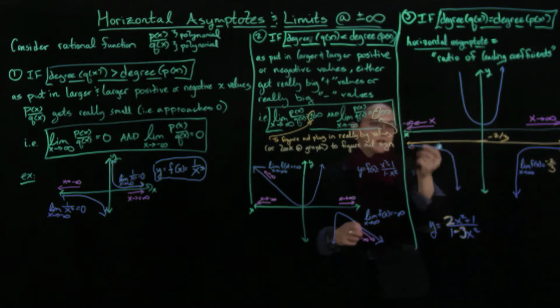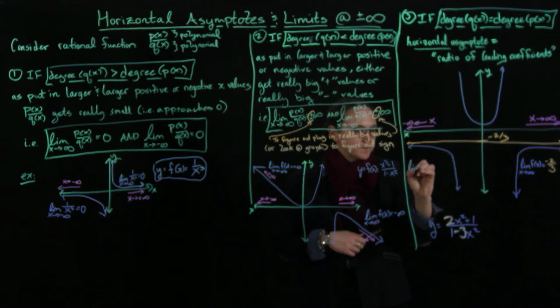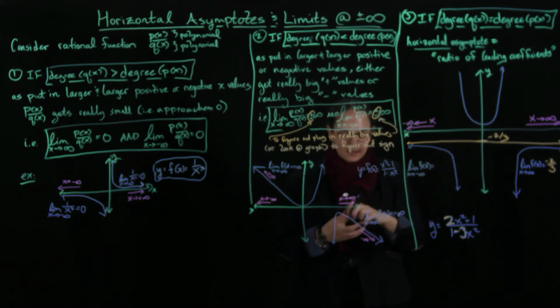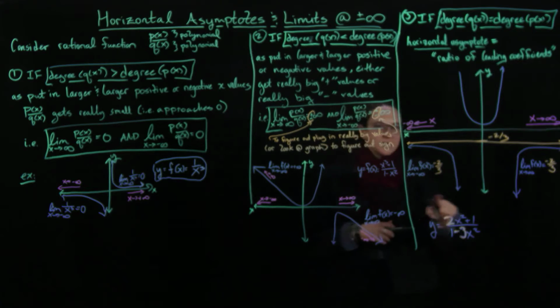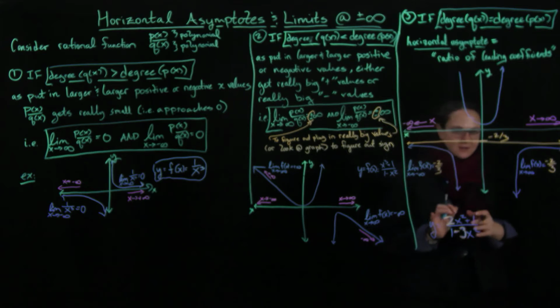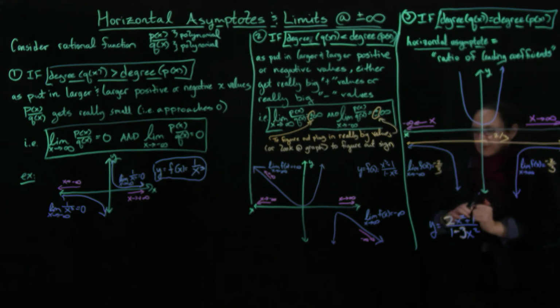And in this circumstance, you can also see it approaching there. So my limit as x goes to minus infinity of f of x is again going to equal minus 2/3. Right. Again, coming from the ratio of the leading coefficients. Okay. And so you're going to actually see me doing that. I'm going to be doing the ratio of the leading coefficients.